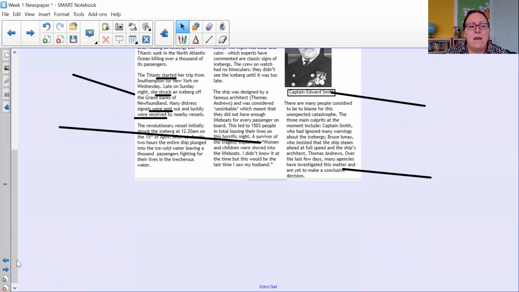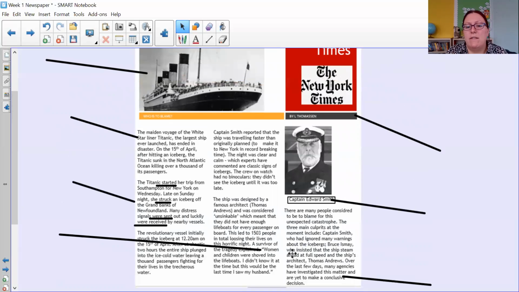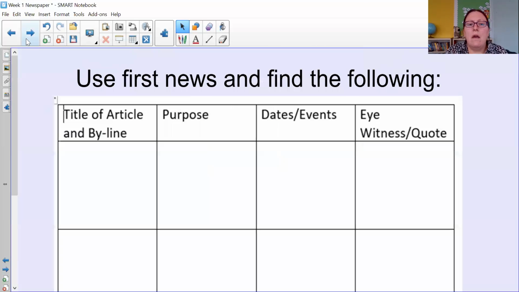And then finally, we have the reorientation, the summing up that's going to tell us what is happening now in the present time or what will be happening in the future. Okay, so over to you. You are going to use either some newspaper articles that you have at home yourself or some of the examples on the next few pages.